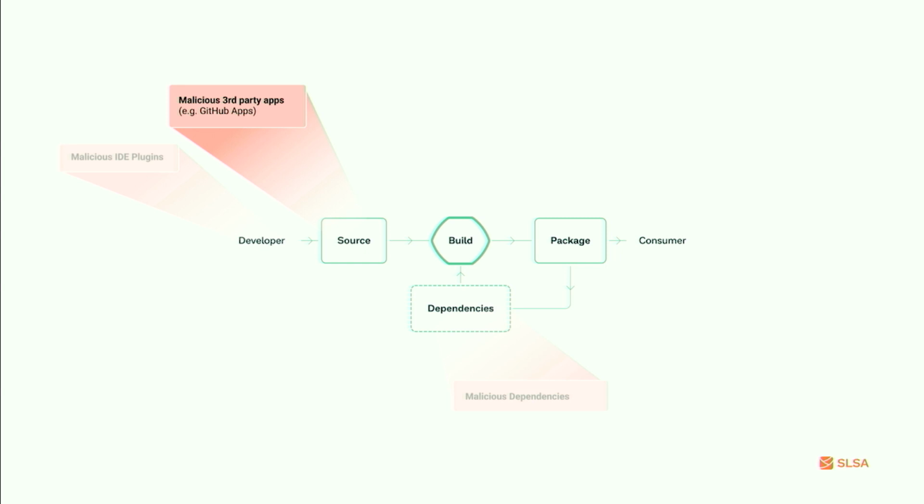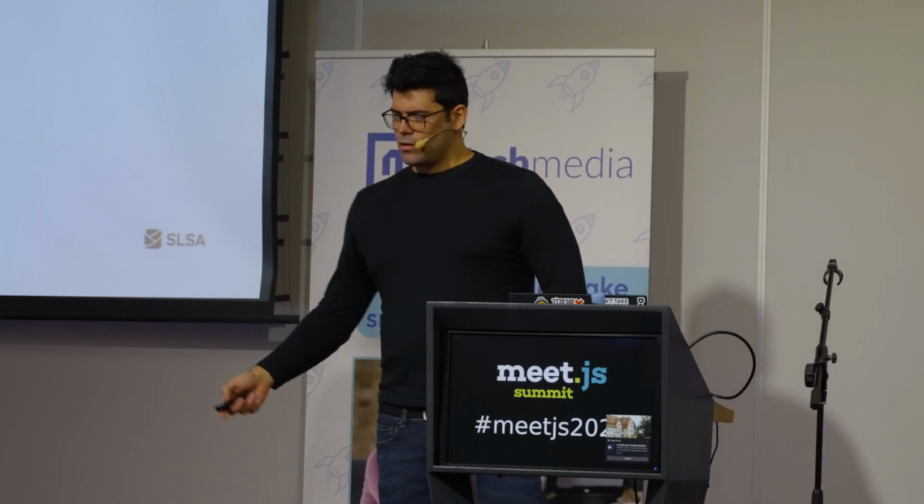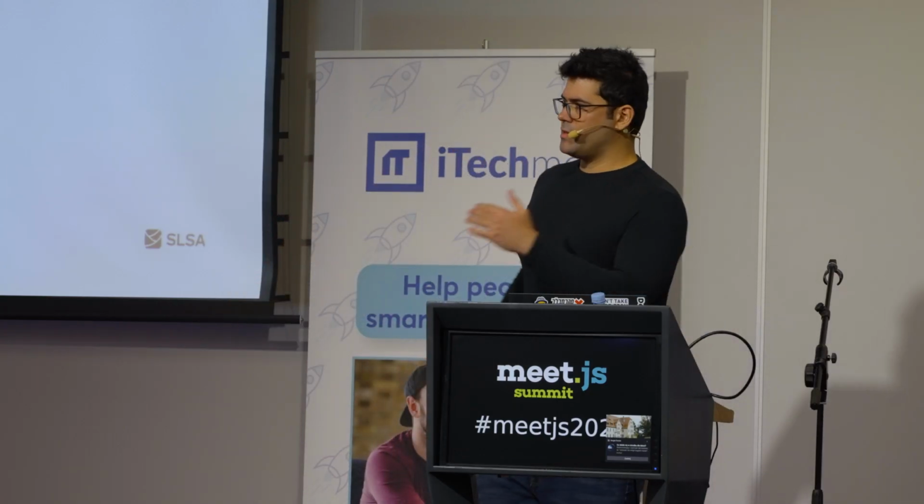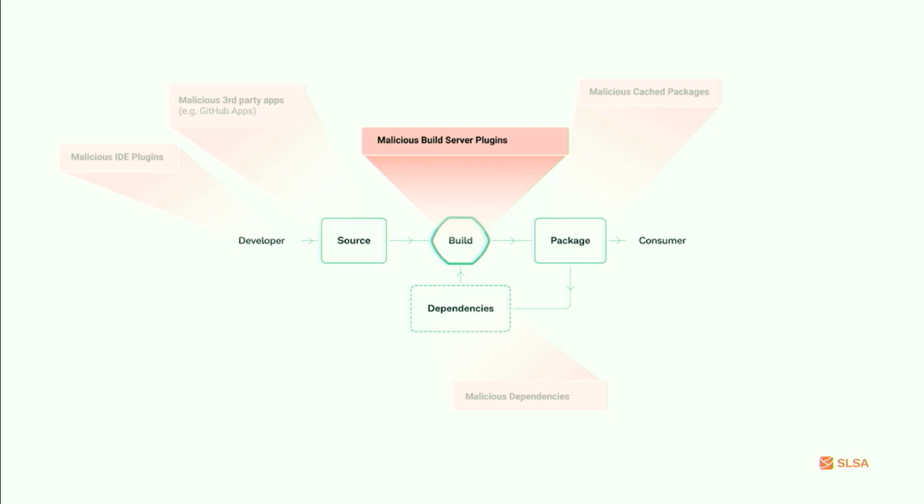Same goes for GitHub apps. Artifact servers: Sonatype Nexus, JFrog Artifactory. Even if npm removes a malicious package, it might be cached in your organization's artifact server. Malicious build server plugins. I think after dependencies, this is what scares me the most.